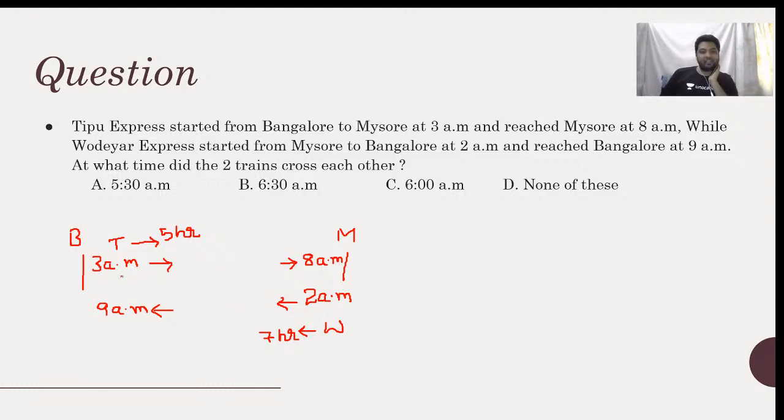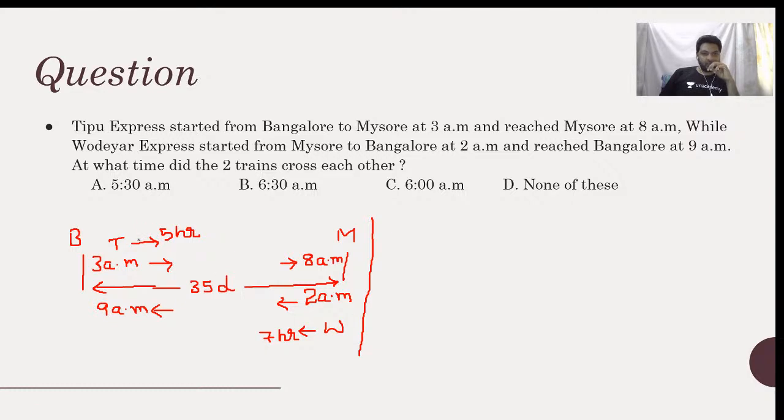To make my life easy, let me consider the distance between Bangalore and Mysore as 35 kilometers. Distance between Bangalore and Mysore is 35d. In fact, we can consider it as 35 units itself. But let me consider it as 35d kilometers. Not an issue at all.